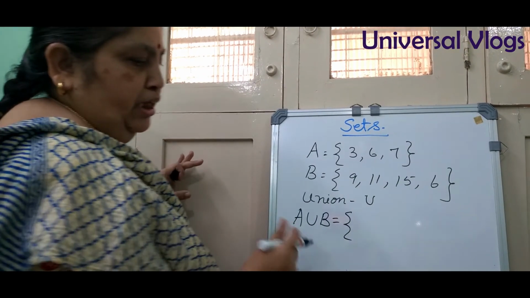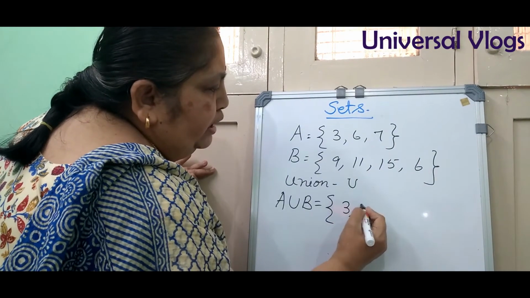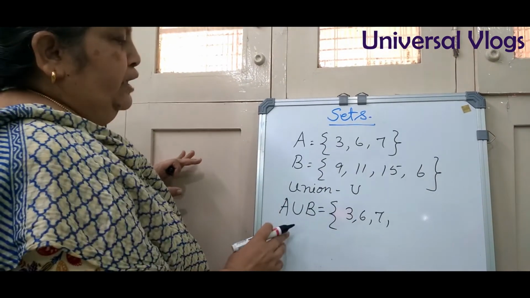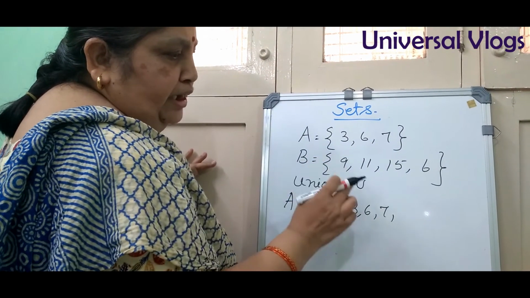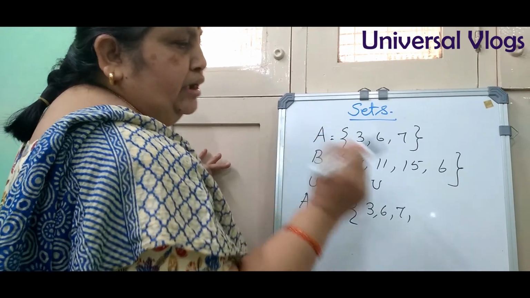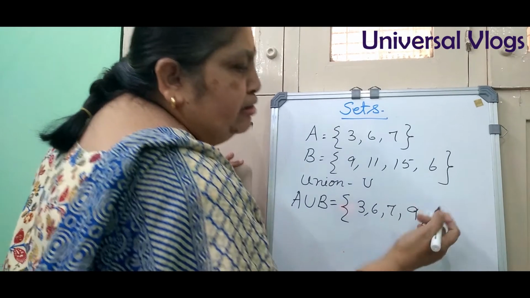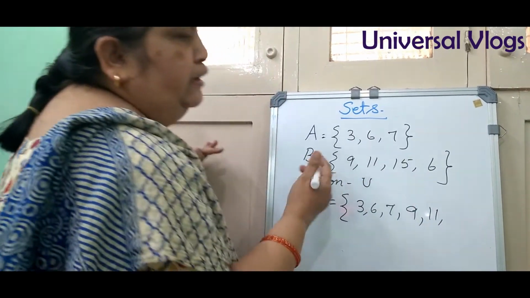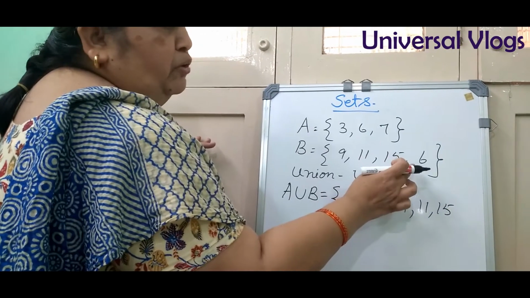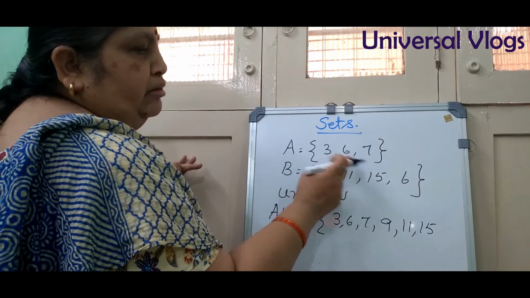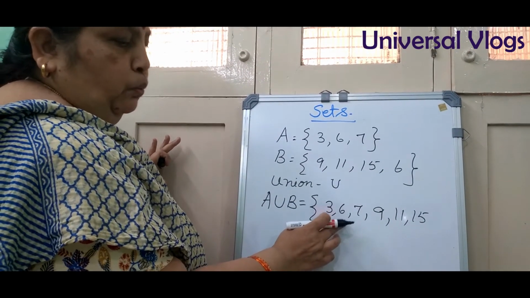A union B means first we write the elements of the set A, that is, 3, 6, 7. And then we write the elements of the set B. Now let me consider this 9. See, 9 is not there in set A, so let me write it. The element should not be repeated. 11 is also not there, so I can write it here. And 15 is also not there, so I can write it here. Now what about this 6? 6 is repeated in the set A, so I am not writing it. I have written it only once.